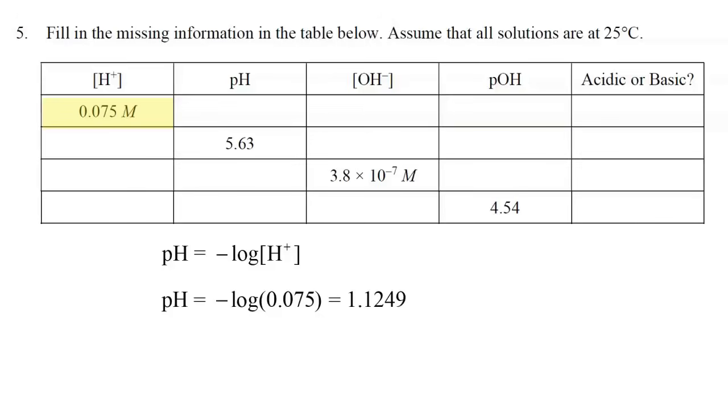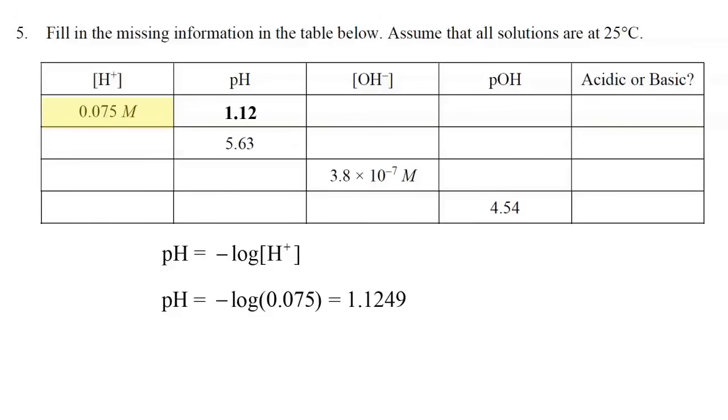All of the numbers in this table, as well as the ones in number 3 of the packet, have 2 significant figures for the concentration, and the pH and pOH, because we only focus on the digits to the right of the decimal, also have 2 significant figures. So everything in the table, calculation-wise, will be rounded to 2 significant figures for a concentration or 2 decimal places for a pH. So I'll say 1.12 for my pH.